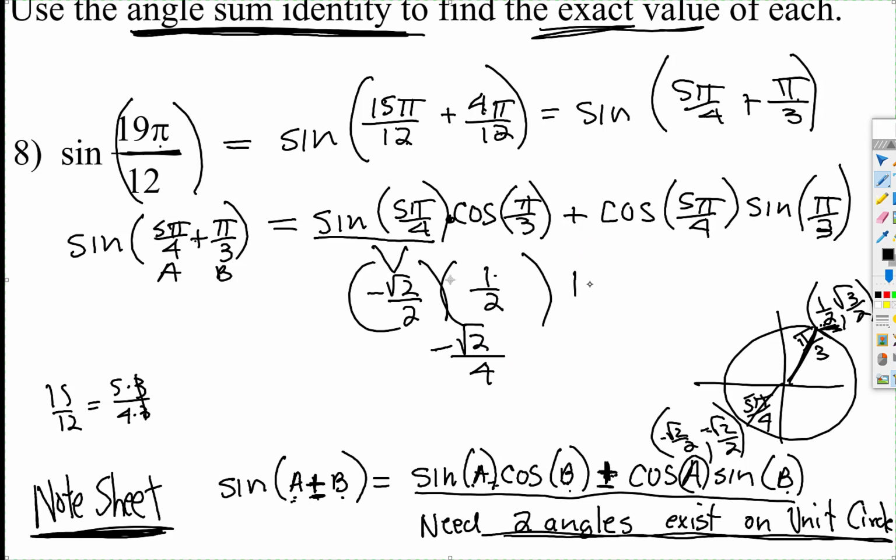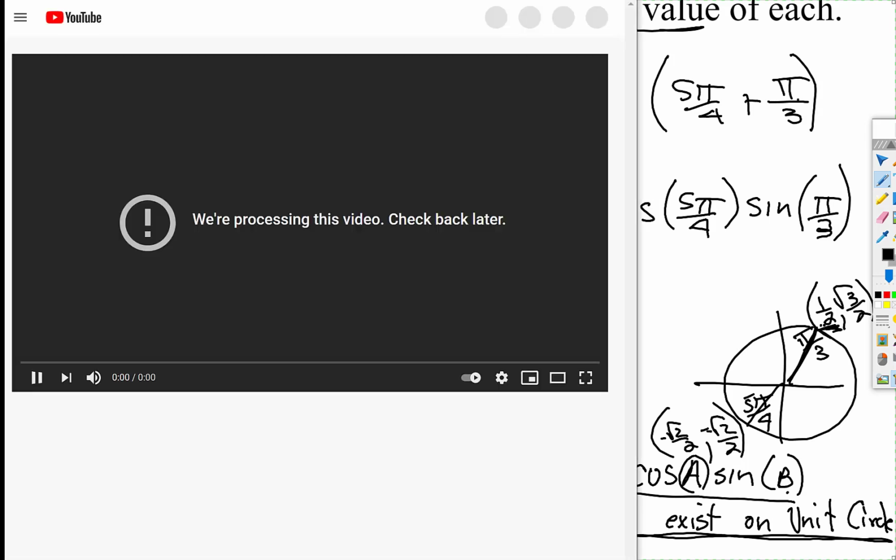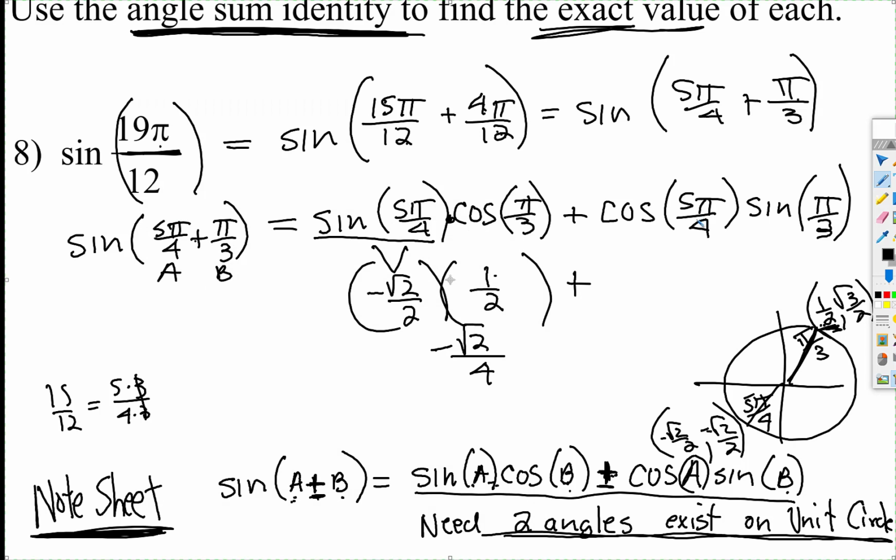And now we've got a plus sign. Cosine of 5 pi 4ths is also negative root 2 over 2.